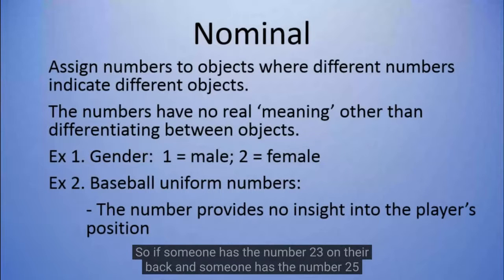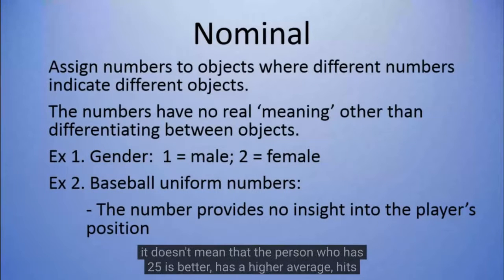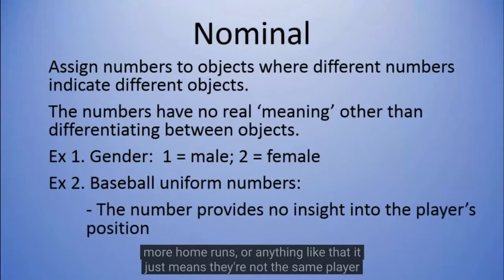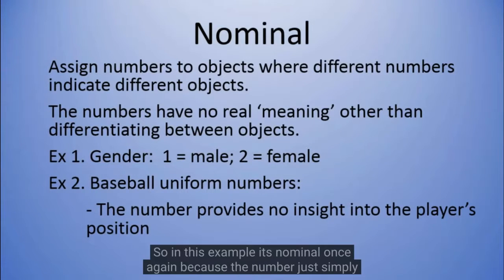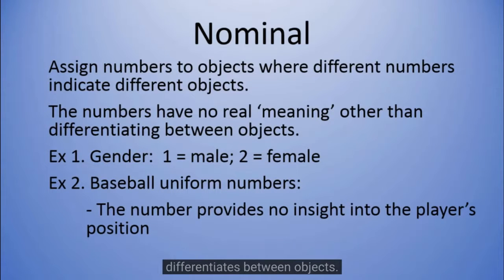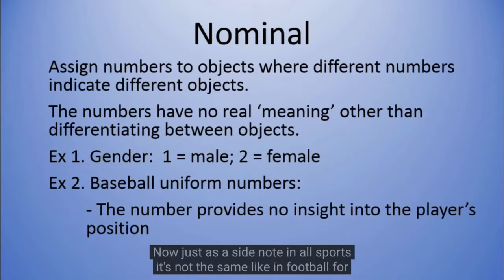So if someone has the number 23 on their back and someone has the number 25, it doesn't mean that the person who has 25 is better, has a higher average, hits more home runs, or anything like that. It just means they're not the same player as number 23. So in this example, it's nominal, once again, because the number just simply differentiates between objects.